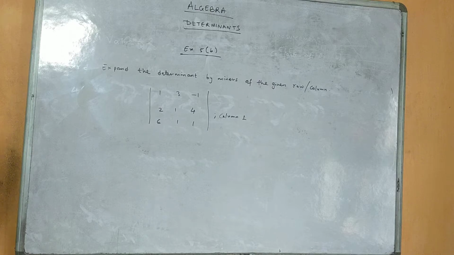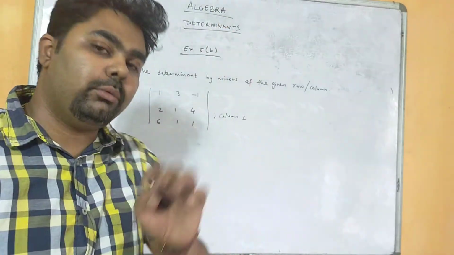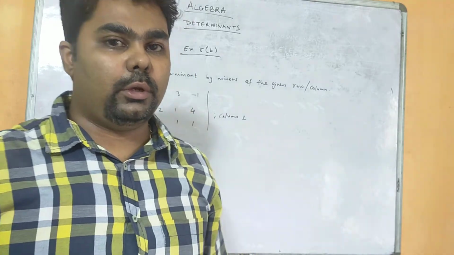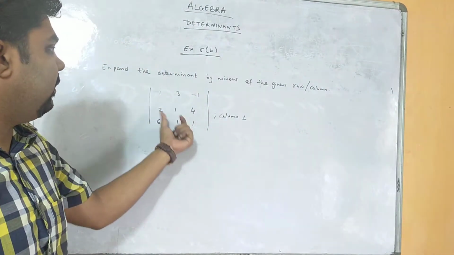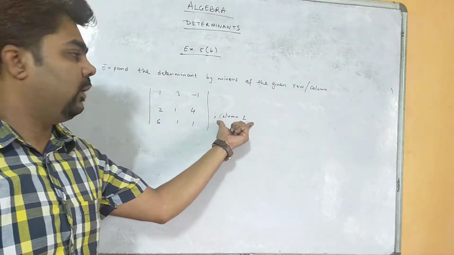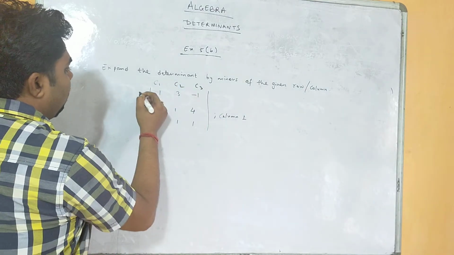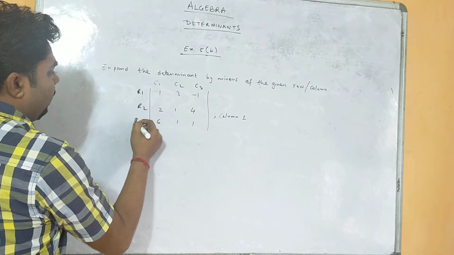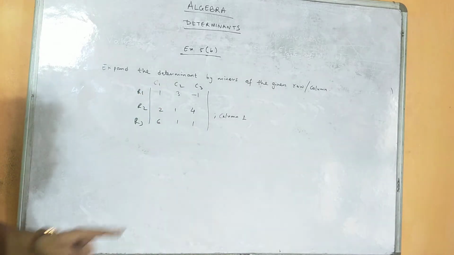Expand the determinant by the minors of the given row or column. Now here in this question, one determinant will be given, and it will be said that get the value of this determinant by expanding minors of column 1. When I say column 1, this is column 1, column 2, column 3, row 1, row 2, row 3. That means we have to expand in terms of column 1 to get this answer.